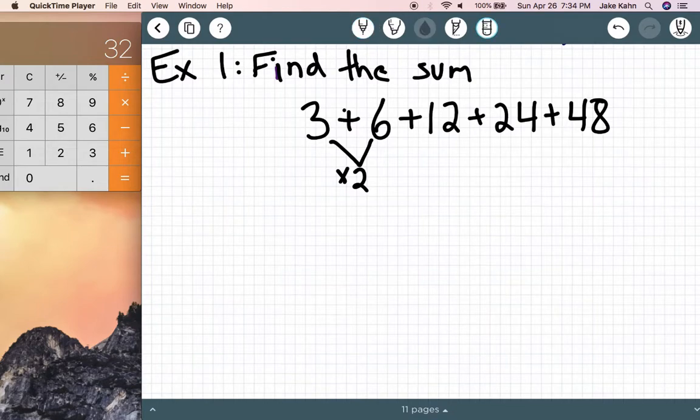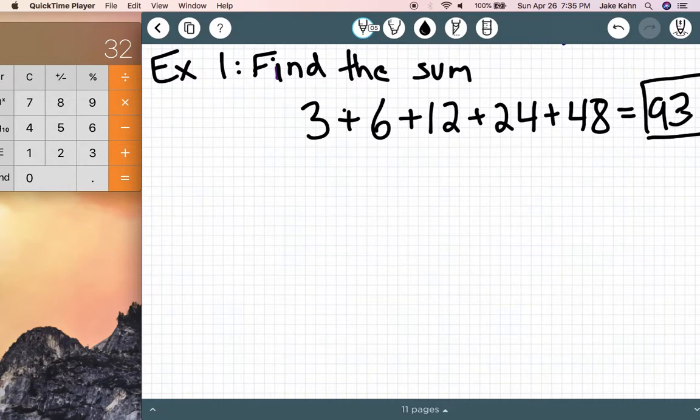Now, for those of you who are saying, Mr. Kahn, we don't need to use that formula, right? That crazy formula with the A1, the R, the N, the Sn, we don't need to use that for this, right? Can't I just put this in my calculator? And the answer is, yes, you are smart. We can just do that. If I plug this into my calculator, I get the answer of 93. Try it out on your own, just so I'm not making a mistake, right? But you should be getting 93 if you plug those numbers into your calculator.